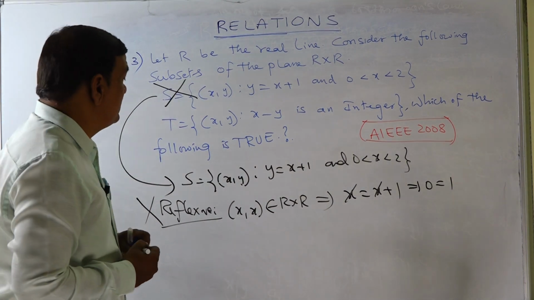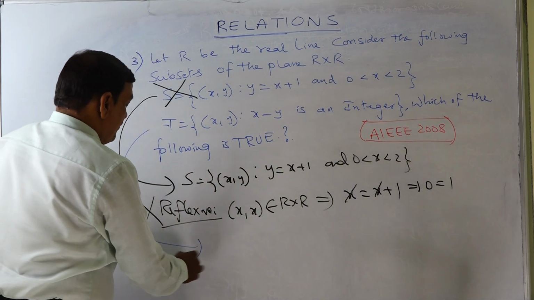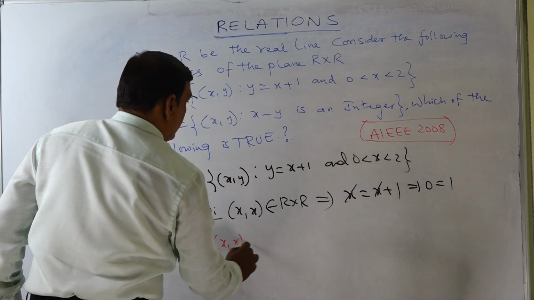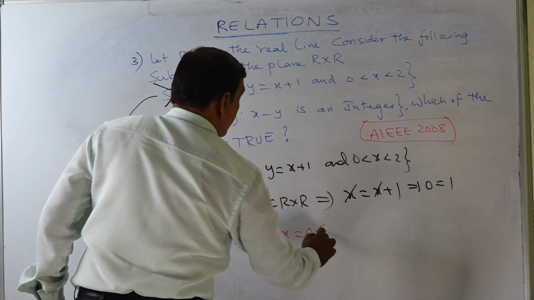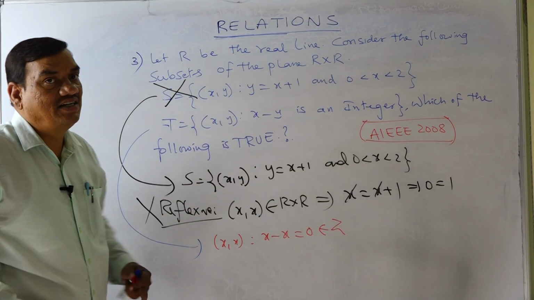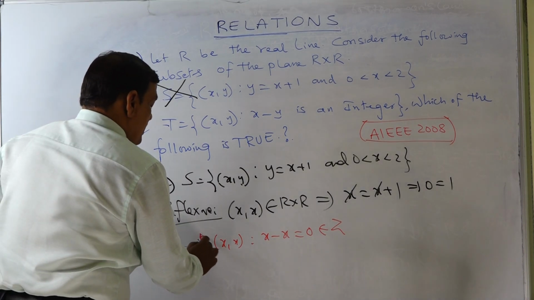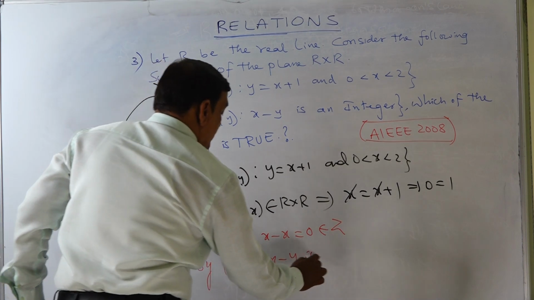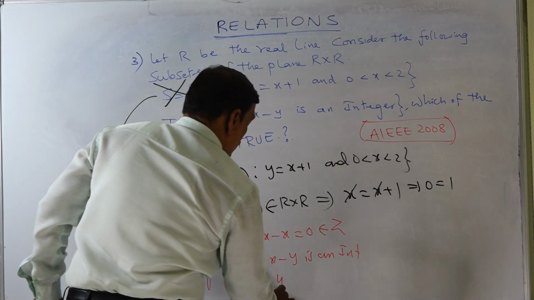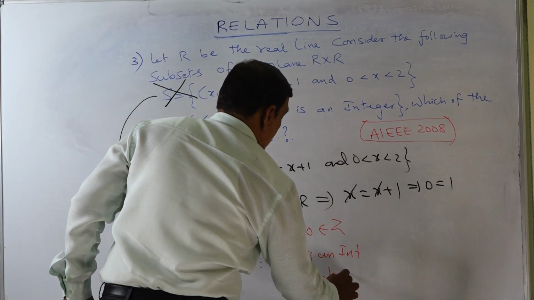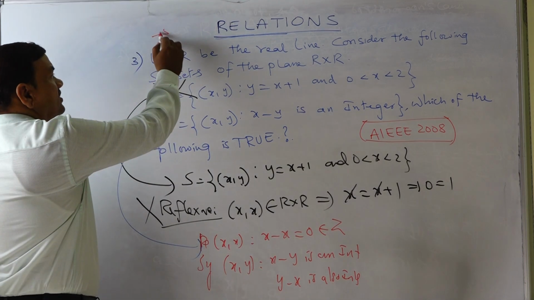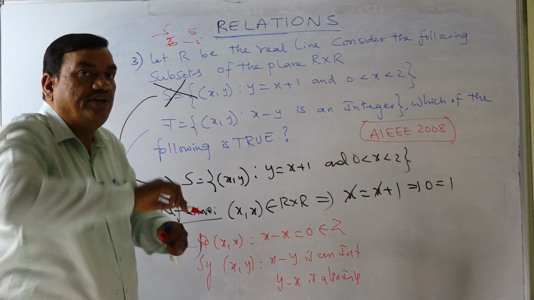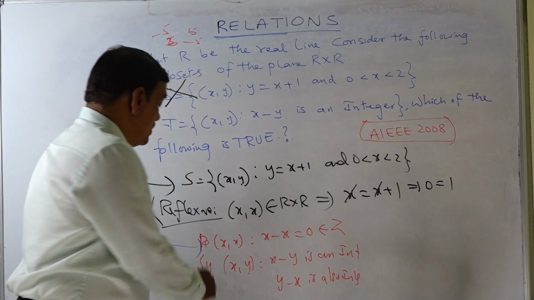Now, let us check for T. Clearly, if (x, x) is there, x minus x is an integer, so reflexive is satisfied. Now, coming to symmetric. If (x, y), that means x minus y is an integer, then y minus x is also an integer. For example, minus 3 is an integer, 5 is an integer, minus 5 is also an integer. Its negative is also an integer. That's very clear. Symmetric is over.